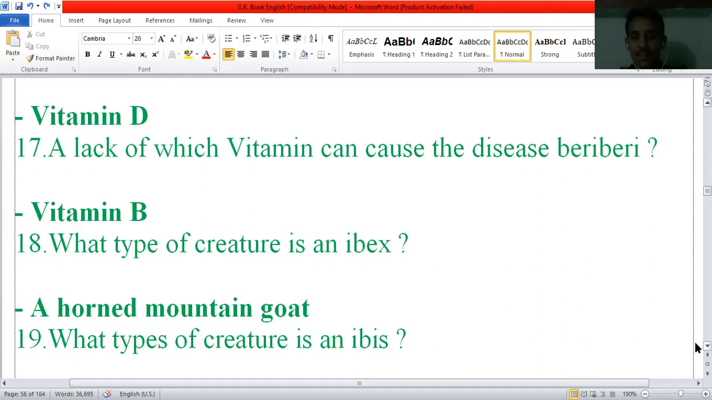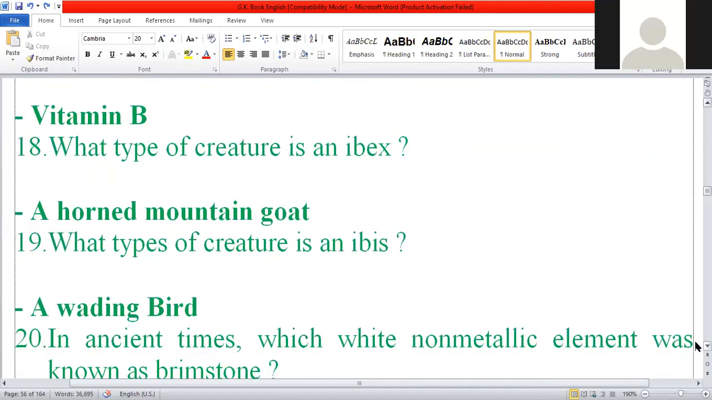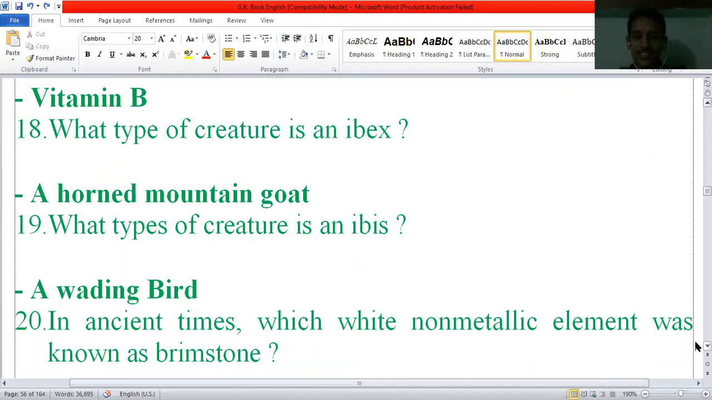Question number 19. Hello, Upendra. Wingless birds. This question: what type of creature is an avis? Barsha Kesi said wingless birds. Question number 20 is for Ritu Poon and Salma Bhat.